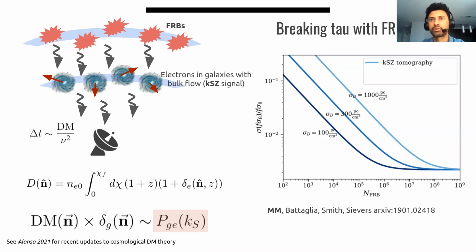percent level to 10% level constraints on F sigma 8, potentially better than percent level constraints on F sigma 8, which is really making this a competitive probe of cosmology, right? So you're measuring the growth rate in a way that compares to other measurements like redshift space distortions, or RSD, from galaxy surveys.